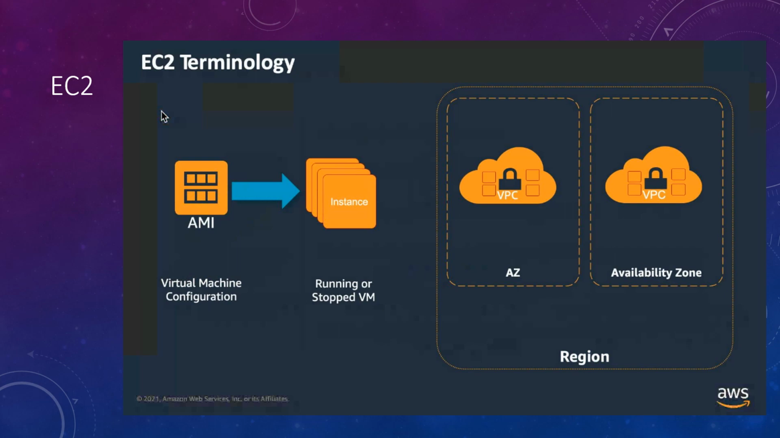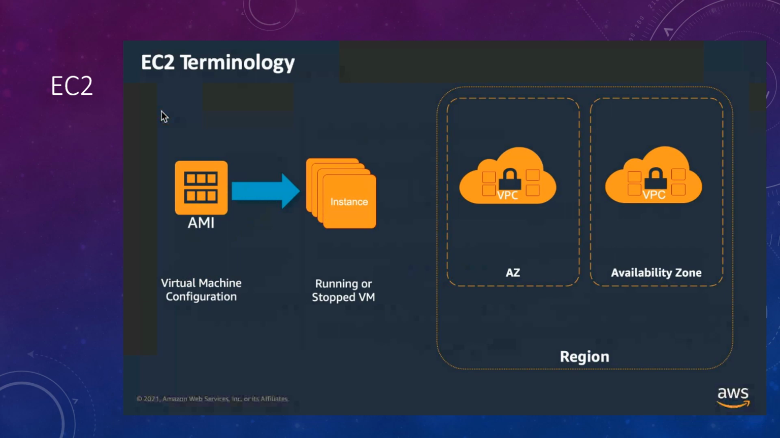So a particular instance, an EC2 instance, remember that's a virtual machine, can be running or it can be stopped. And that just means it's either accepting requests from other places or it's not.